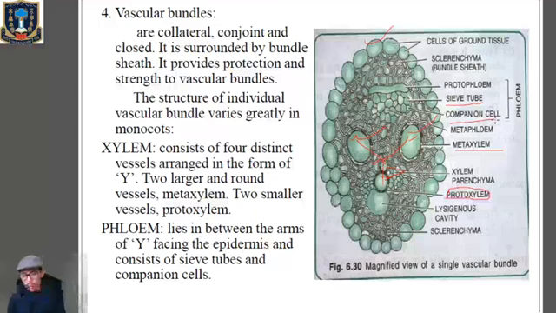So here we have finished the internal anatomy or the structure of the dicot and the monocot stems. Now from your textbook, kindly go through page number 6.31, the difference between the dicot stem and the monocot stem. So this much for today.